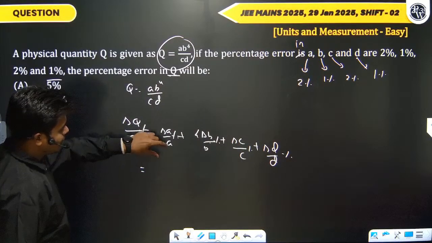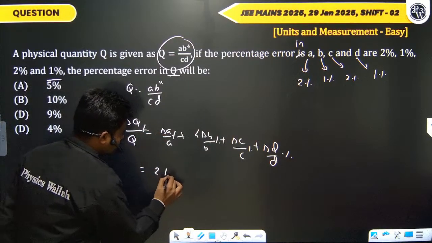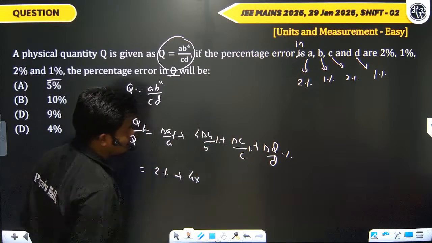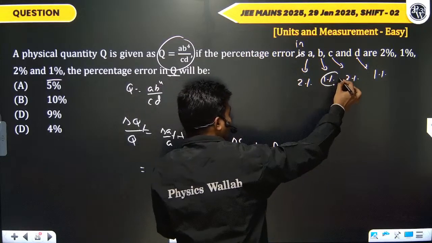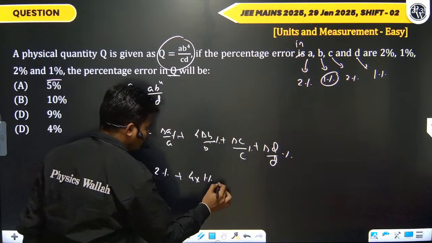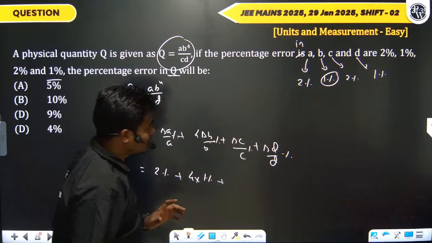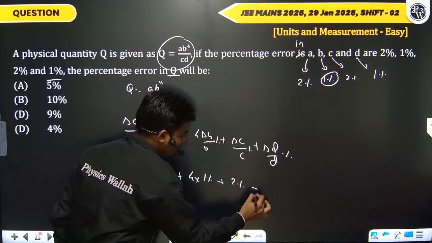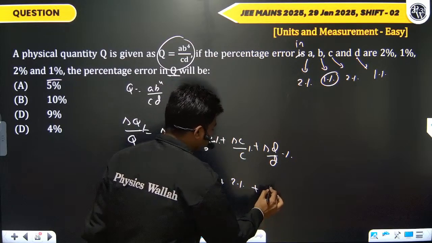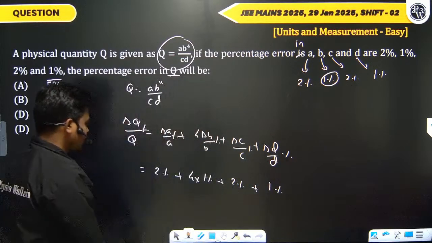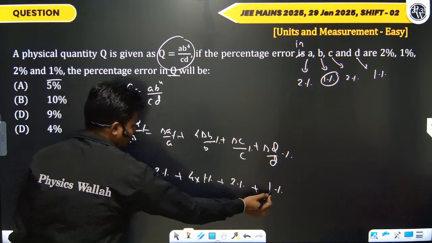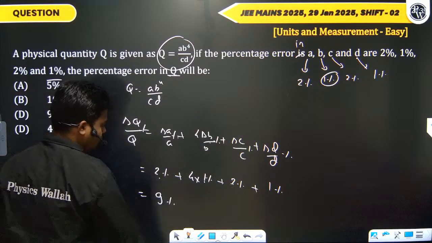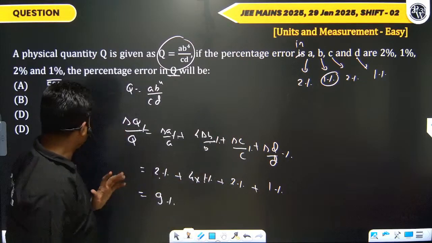So delta A by A percentage is 2%, plus 4 times delta B by B. Delta B by B percentage is 1%, so 4 times 1%, plus delta C by C, the percentage error in C, which is 2%, plus delta D by D, which is again 1%. After solving, we get 2 plus 4 plus 2 plus 1. 4 plus 2 is 6, plus 3, that is 9% over here.